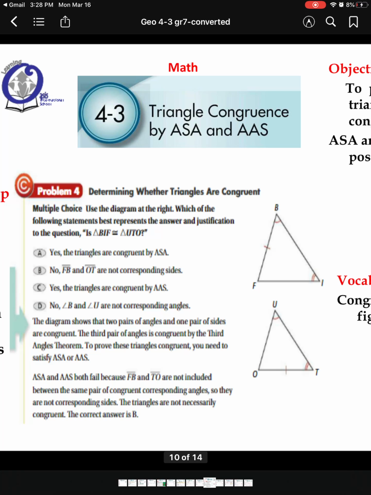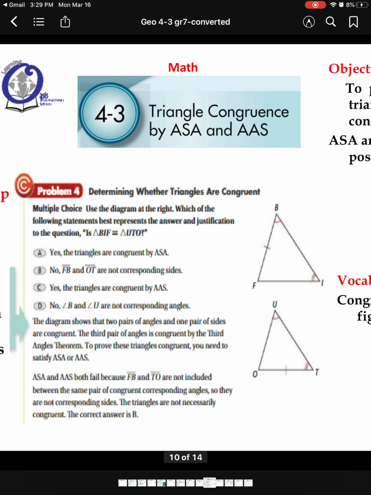He's telling you that the diagram shows that the two pairs of angles and one pair of sides are congruent, so you can say that AAS. However, the third pair of angles is congruent by the third angle theorem. So I was able to find the third angle. To prove this triangle congruent, you need to use ASA or AAS.